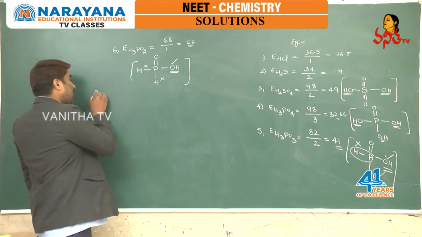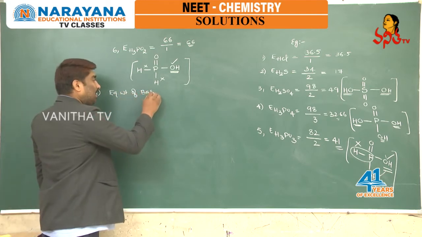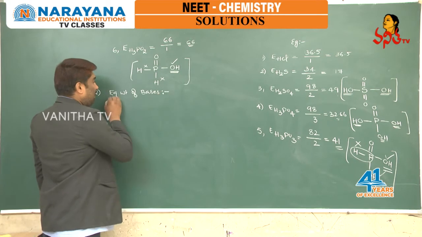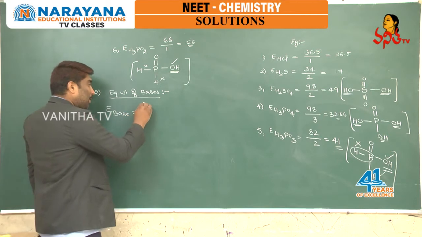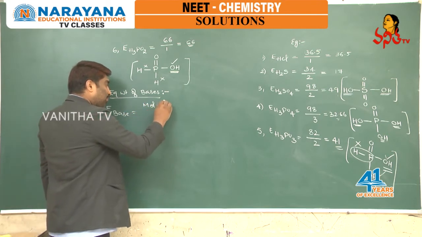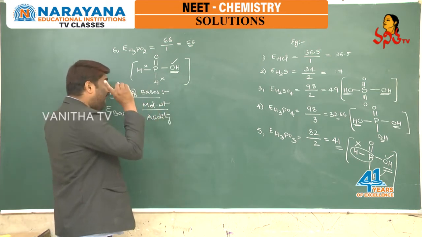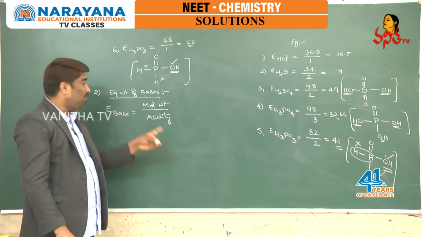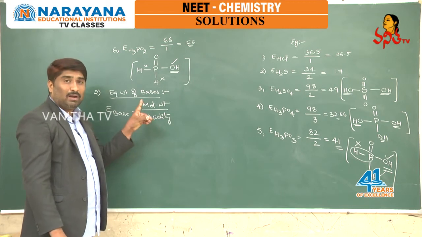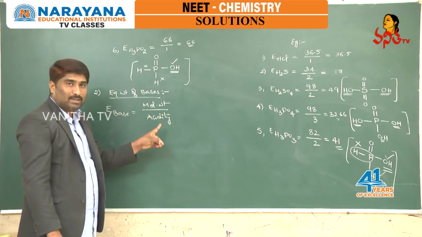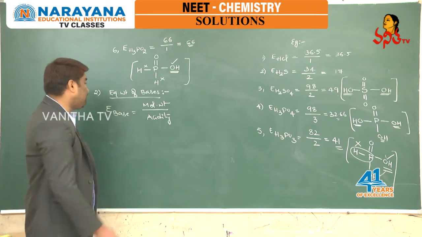Coming to the second one, how to calculate equivalent weight of bases. This is equivalent weight of bases. So equivalent weight of a base is nothing but molecular weight by acidity. Previously it was molecular weight by basicity. For acids, you have to use basicity. For bases, you have to use acidity. Sir, what is acidity? Number of hydroxyl groups present in a base is called acidity.